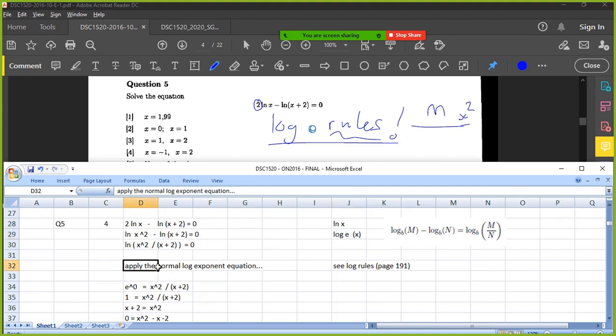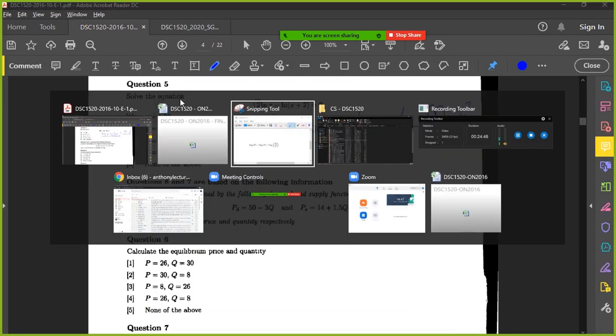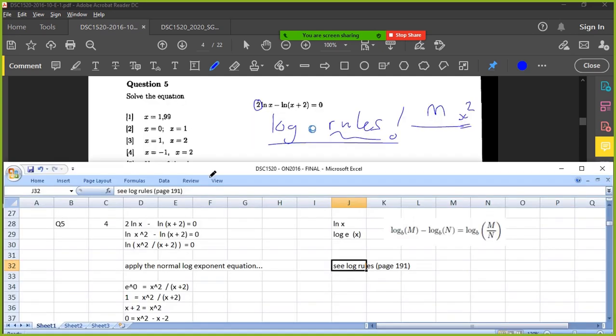All right, so I've put a page number for this. Obviously, that was for an older version of the study guide. Your textbook has it on page 183. So log rules on page 183. But yes, the log rules are important.